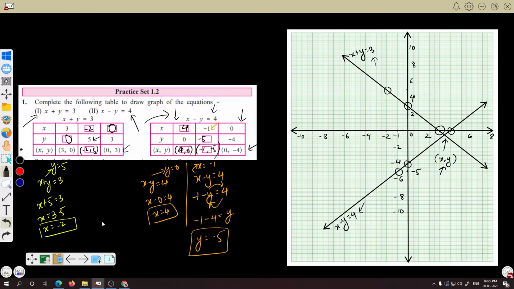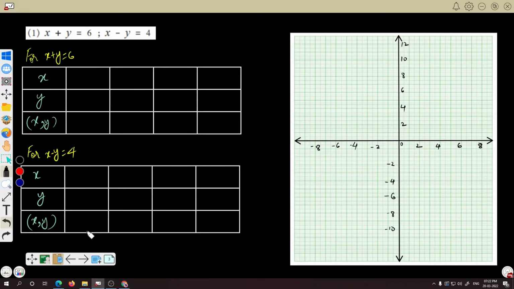Now without wasting time, we'll move on to the practice set 1.2, in which the first question is, you have two equations, x plus y is equal to 6 and x minus y is equal to 4. The question says solve the following simultaneous equations graphically. Now when we talk about graphical method, it is very simple. We plot the graph of the given equations and we identify the point of intersection, and as I said earlier, the coordinates of the point of intersection is the solution itself.